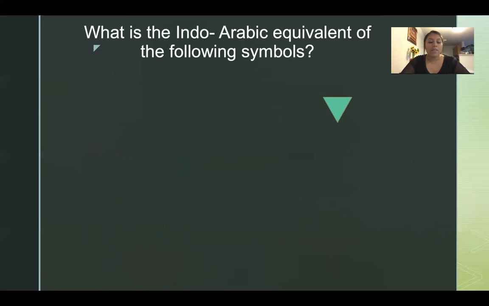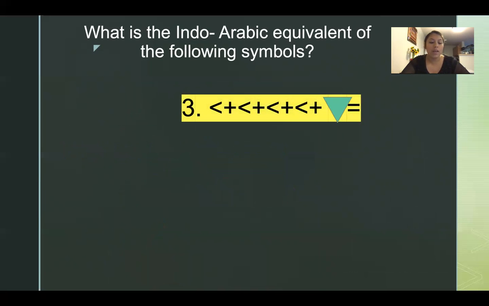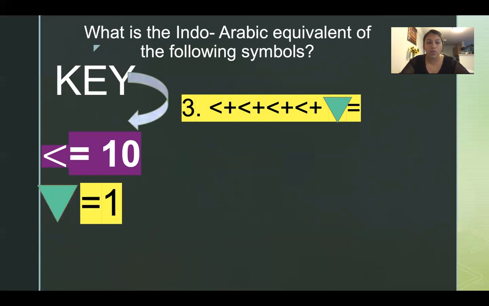Continue right along, we have to find the grand total of the given symbols. Again, the first thing we have to do is find the key given to us. The key helps us identify what each symbol is equal to. The less than sign is equal to 10, and the upside down triangle is equal to 1.